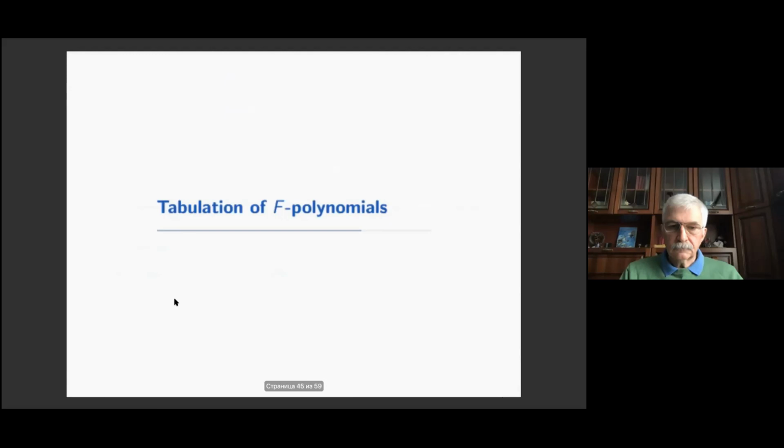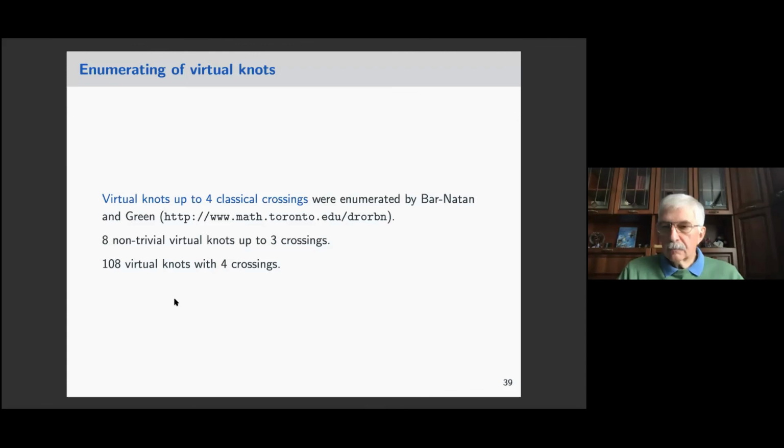I have one question. Is the list of virtual knots that you mentioned in the table up to 4 crossings the complete list, or are some virtual knots missing? It seems a complete list. This is the complete list of virtual knots up to 4 crossings. Has anyone done some tabulation for 5 crossings also? For five crossings, I remember they presented core diagrams. I think you can find core diagrams for knots up to 5 classical crossings on the same homepage of Dror Bar-Natan.